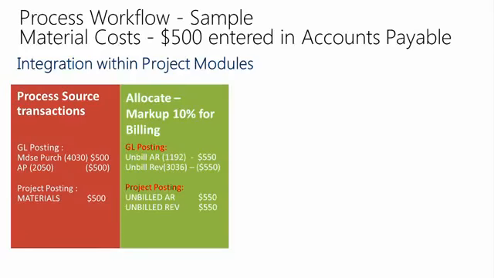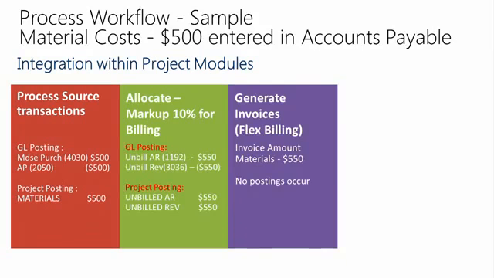In order to bill that, we would want to bring that record through Allocator. We want to mark that up at 10%. So Allocator will run and we'll create a record to unbilled AR and unbilled revenue, most often. And it's going to mark it up to be 550. We also get the same project postings to unbilled AR, unbilled revenue.